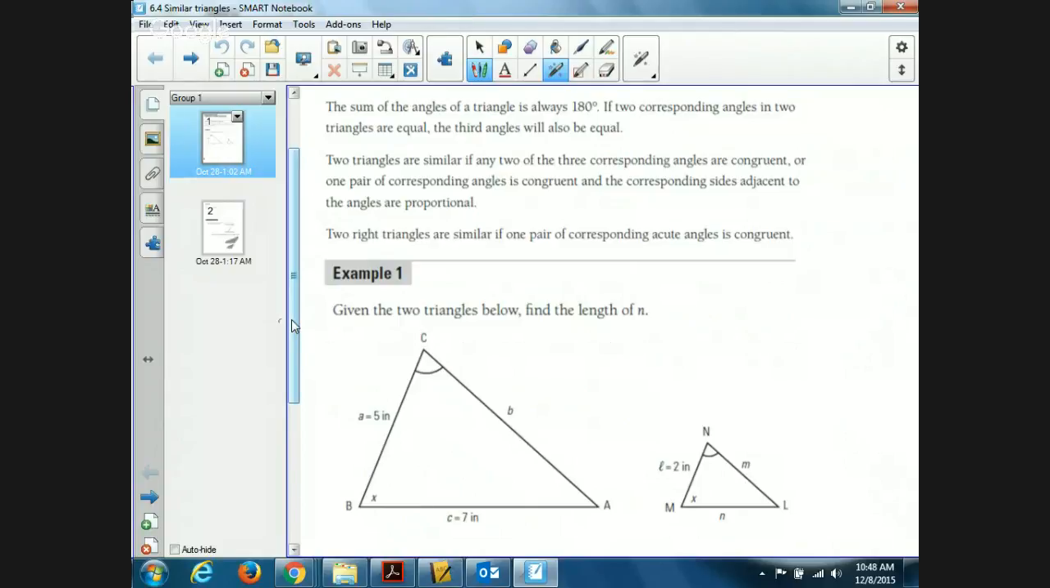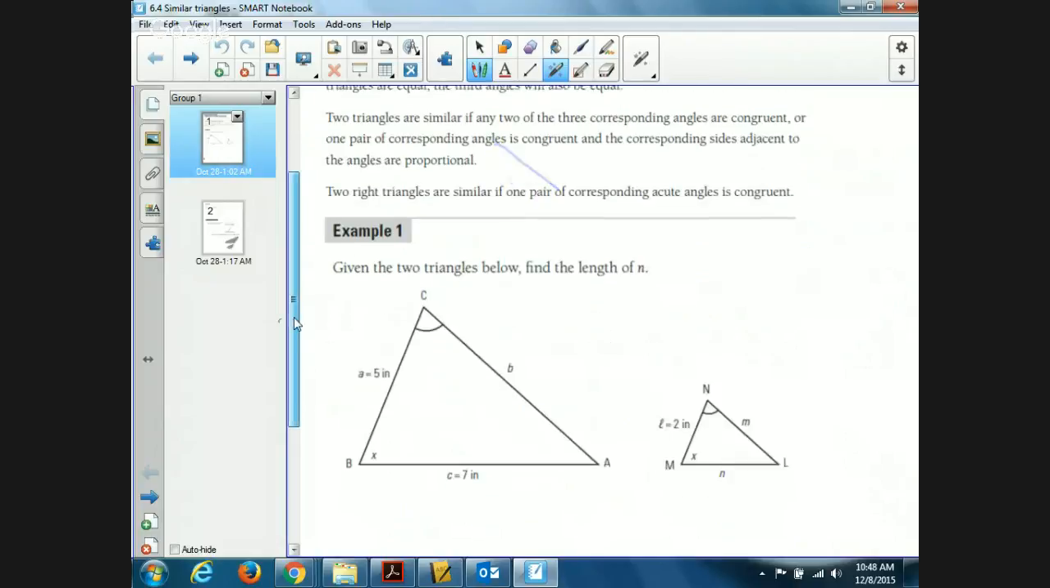Two right triangles, a right triangle is one with a 90-degree corner. Two right triangles are similar if one pair of corresponding angles is congruent. That's because we already know that the other angle is 90 degrees.